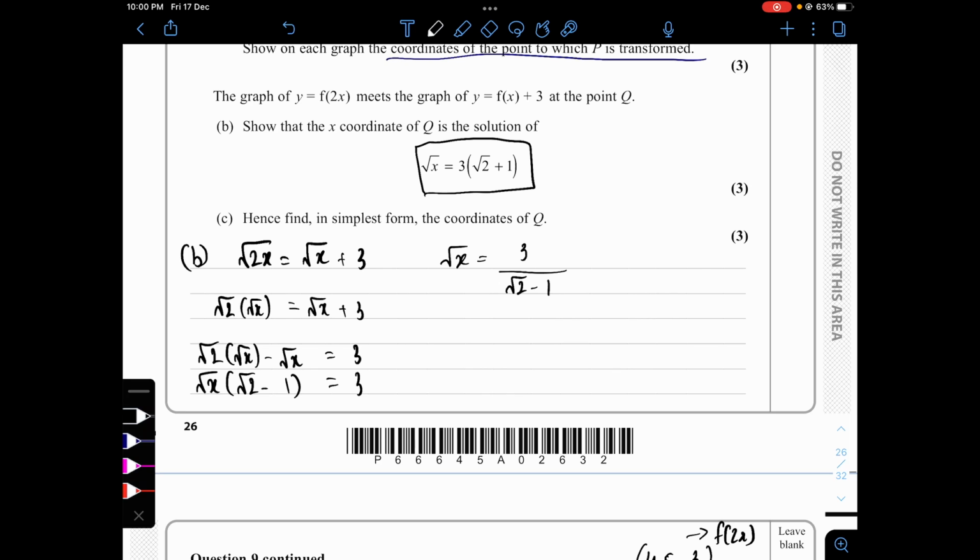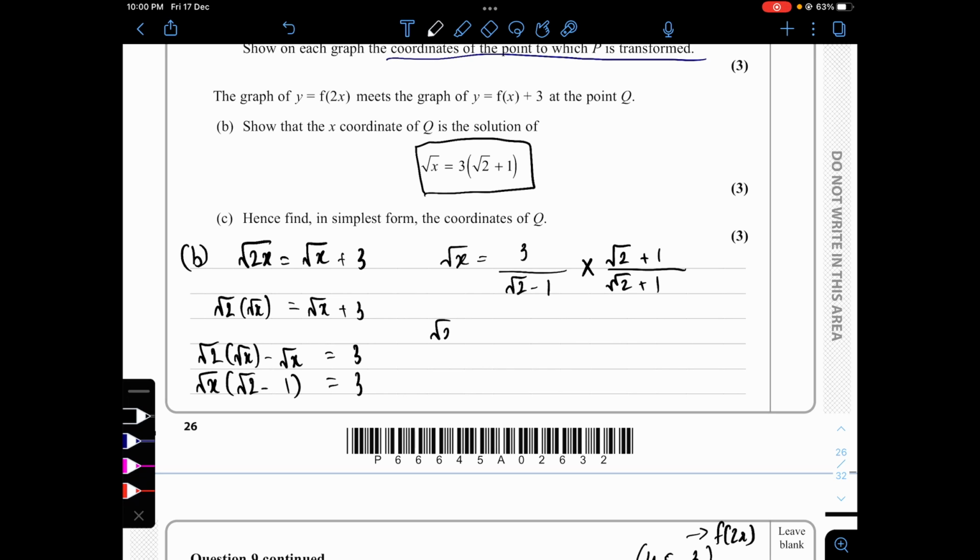Now you may be confused and be like, so what do we do now? You may have forgotten what to do here. Now what we need to do is rationalize the denominator. And how do we do that? That's going to be root 2, and we do plus 1 here, root 2 plus 1 here.